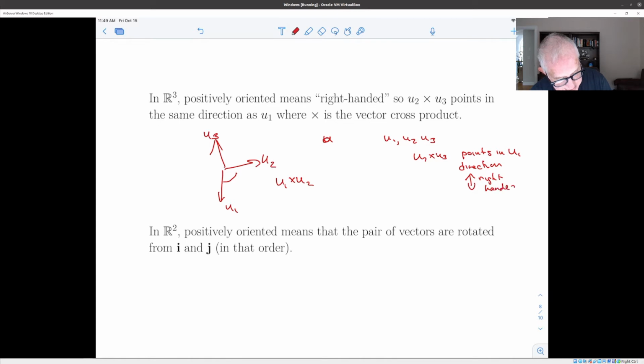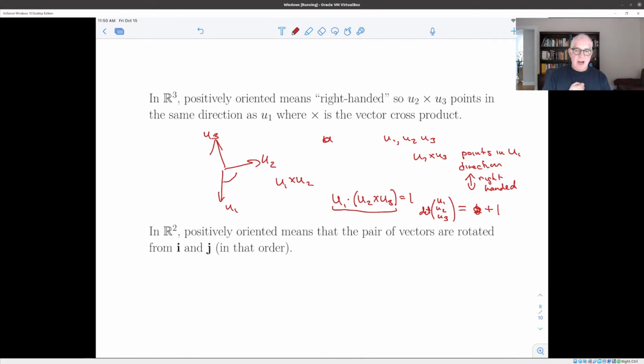And that's the same as saying, since these are orthonormal vectors, that u1 dotted with u2 cross u3 is 1. And this is called the triple product. Maybe you looked at this in multivariate calculus, but you can compute it by making a matrix, using the rows instead of the columns, though you can do it either way. You would make a matrix whose rows are u1, u2, and u3, and take the determinant of that matrix, and what we're saying is the determinant should be plus 1. So in 3 dimensions, positively oriented is the same as a right-handed coordinate system.